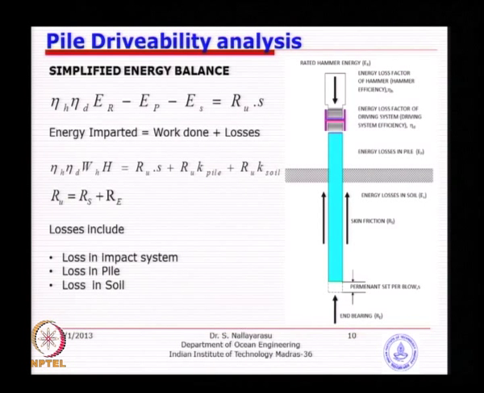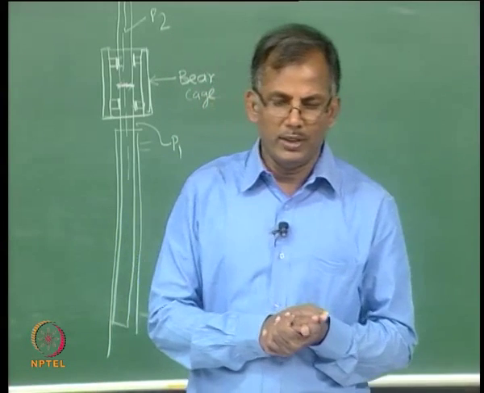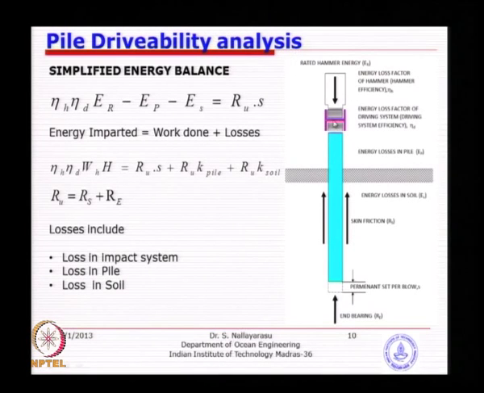So the energy balance is something that we need to understand, the whole idea. From this right hand side picture, you can see the pile and the hammer system. We have some kind of interface between the pile and the hammer, and when we strike from the top at a particular energy of impact, that means the weight times the height of fall will give you the energy, and some energy is lost in here.